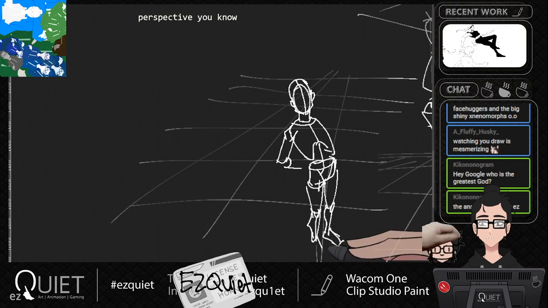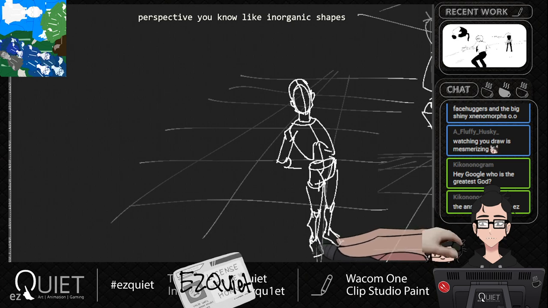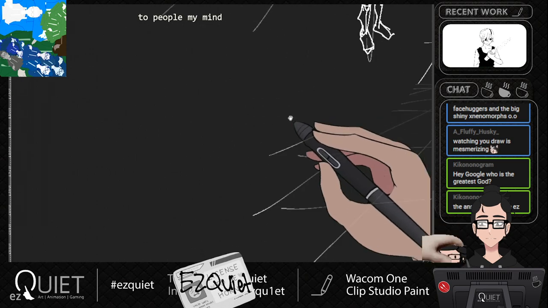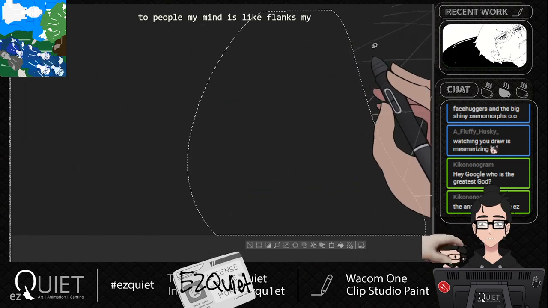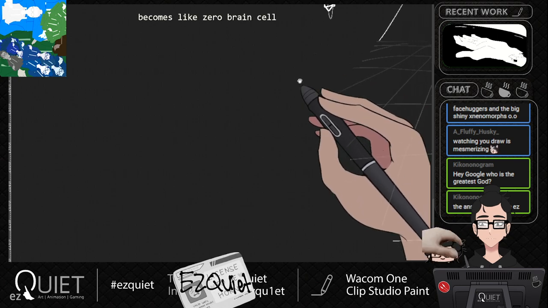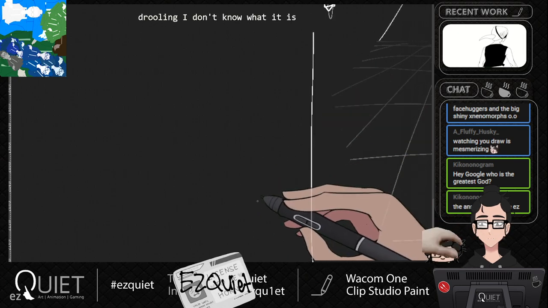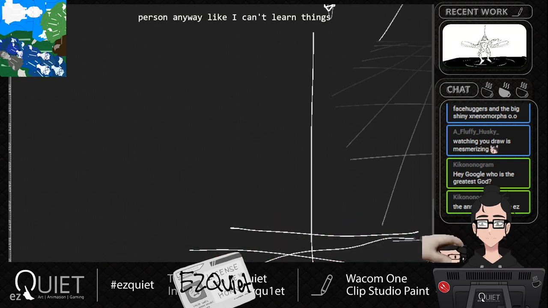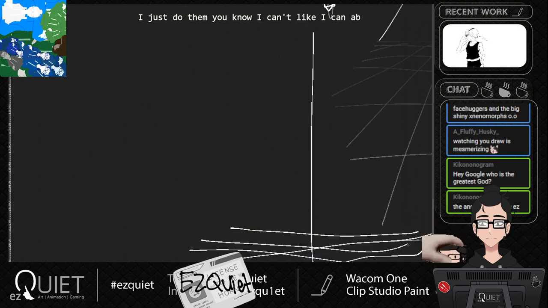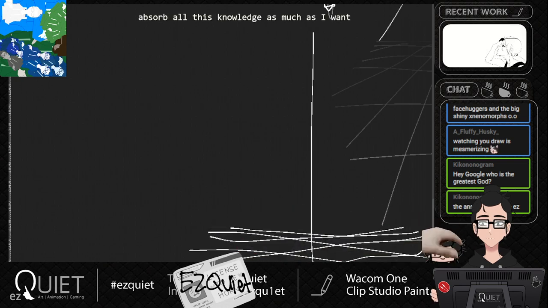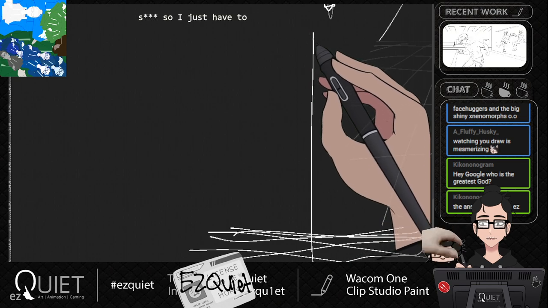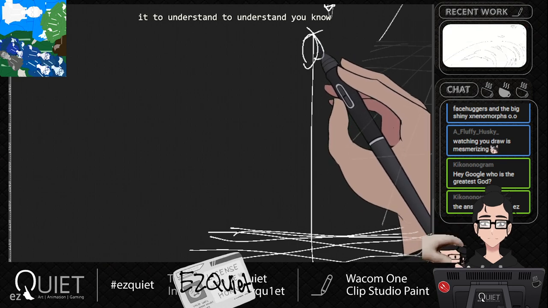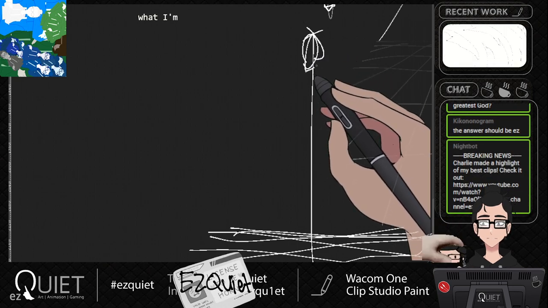Inorganic shapes, I think I generally understand. But when it comes to people, my mind blanks. My mind becomes zero brain cell. I start drooling. I think I'm a brute force person anyway. I can't learn things unless I just do them. I can absorb all this knowledge, but I don't retain any of it because my memory is bad. So I just have to do it to understand. That's what I'm trying to figure out.